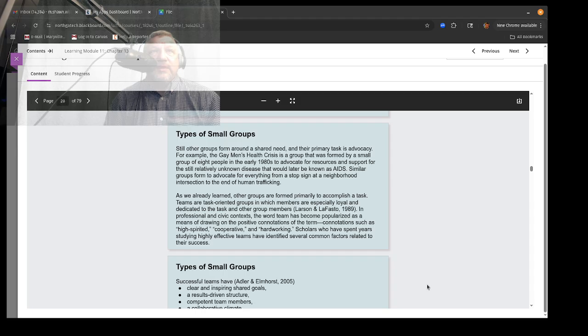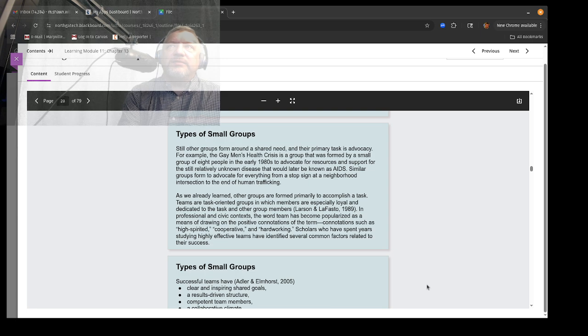We've already learned that other groups primarily are formed to complete a task, right? In task-oriented groups, members are typically loyal and dedicated to the task and other group members. In professional and civic contexts, the word "team" has been popularized as a means of drawing positive connotations, such as high-spirited, cooperative, hardworking, right? Those phrases can be linked to groups, not just individuals.